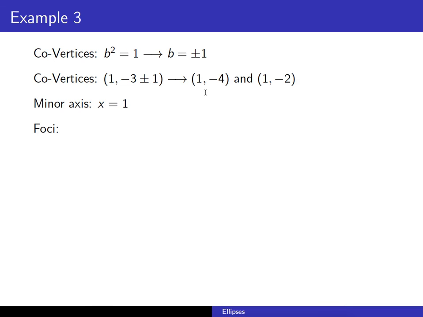For our foci, we have c squared is a squared, which was 4, minus b squared, which is 1. So c squared is going to equal 4 minus 1, which is 3. And when we take the square root of that, we get c is the square root of 3. So again, because our ellipse is wide, we're going to add and subtract the square root of 3 from the x-coordinate of our center. Because they're not like terms, we'll just leave it like this. Or you can make it (1 plus square root of 3, negative 3) and (1 minus square root of 3, negative 3). But this one's just as fine as well.